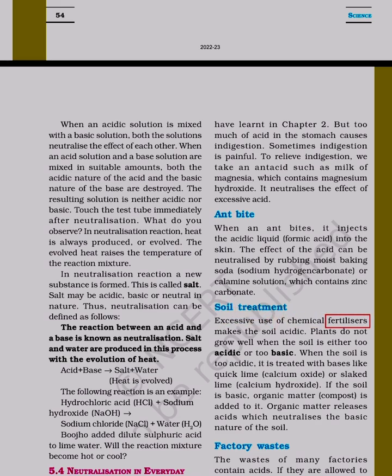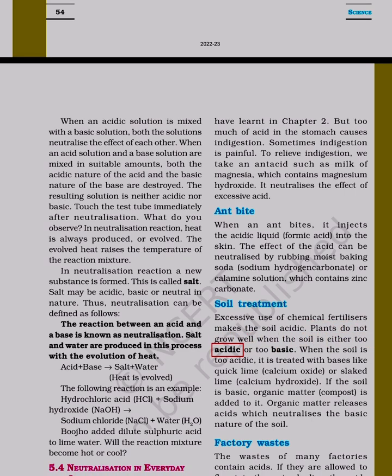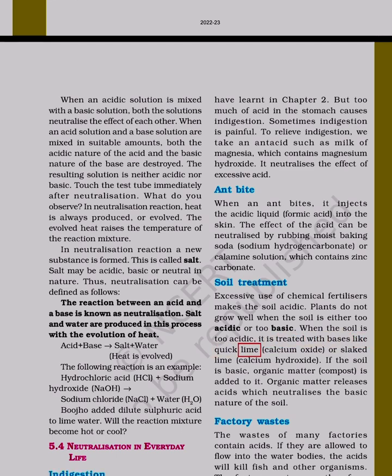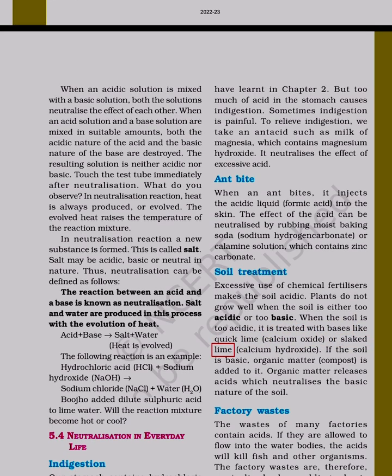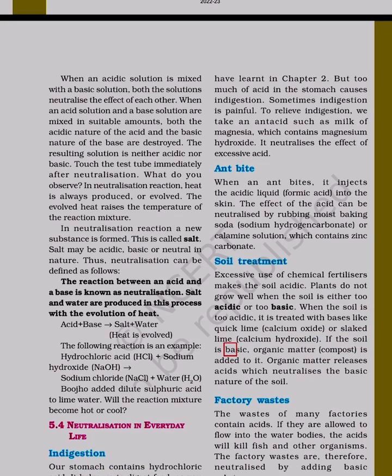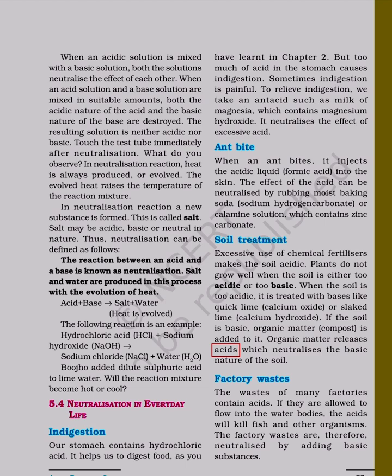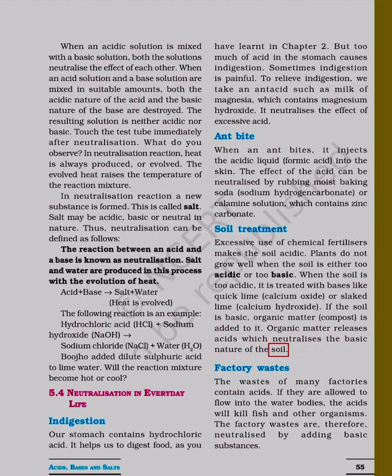Soil treatment. Excessive use of chemical fertilizers makes the soil acidic. Plants do not grow well when the soil is either too acidic or too basic. When the soil is too acidic, it is treated with bases like quicklime, calcium oxide, or slaked lime, calcium hydroxide. If the soil is basic, organic matter, compost, is added to it. Organic matter releases acids which neutralize the basic nature of the soil.